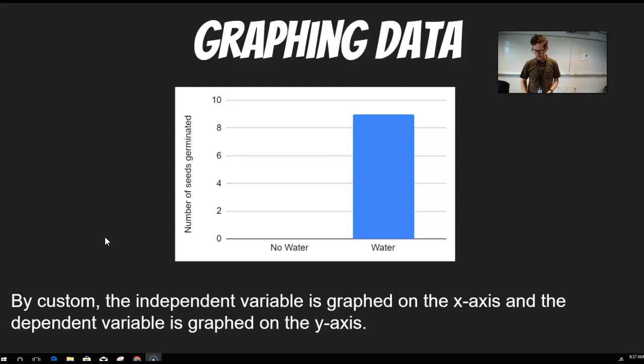So by custom, the independent variable is graphed on the x-axis, right? So you can see the independent variable here, water or no water, is on the x-axis, and the dependent variable, which in the case of this little experiment was the number of seeds that germinated, is on the y-axis. So just to be clear, this is our x-axis, and this is our y-axis. So the horizontal is always going to have our independent, the vertical is always going to have our dependent, and that's a pretty easy way to tell what the independent and dependent is if you're looking at a graph.